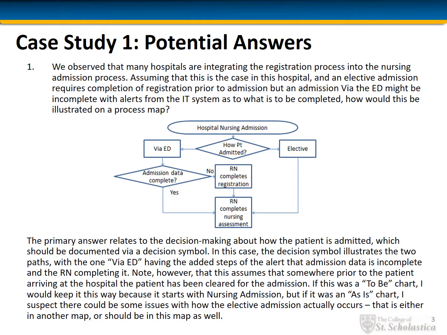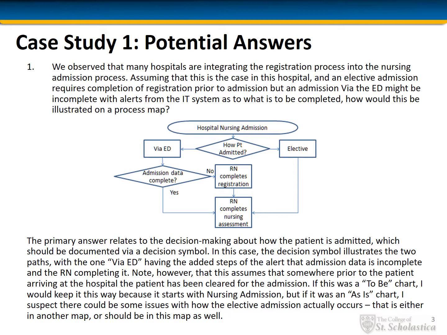The primary answer, however, relates to decision making about how the patient is admitted, which should be documented via a decision symbol. In this case, the decision symbol illustrates the two paths, with the one via ED having the added steps of the alert that admission data is incomplete and the RN completing it.